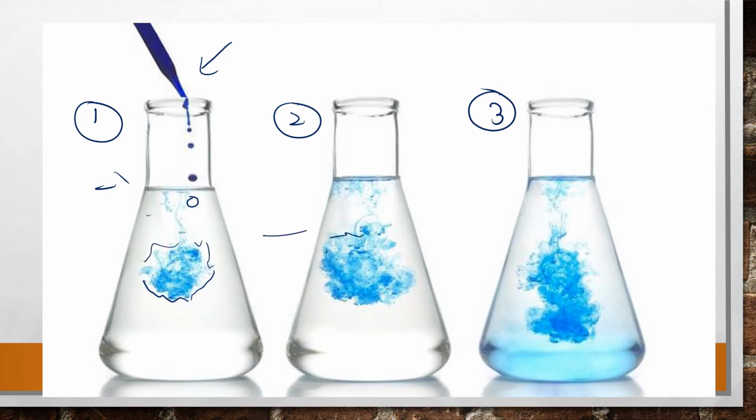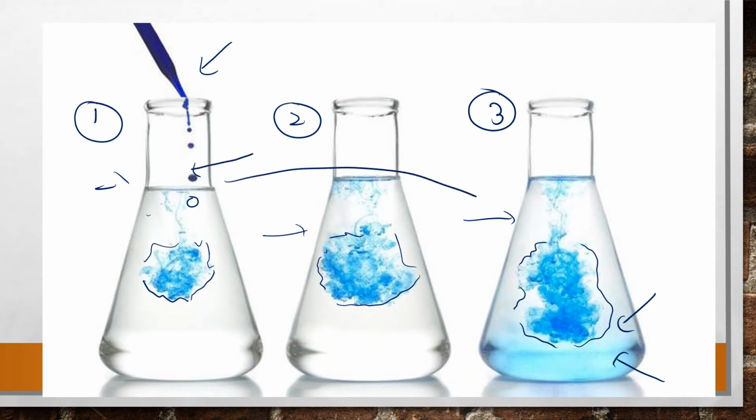And then after a while, it disperses more. And then in the next few minutes, it disperses even more and makes the water look like a blue color. So what is happening? Why can a drop of liquid change the whole water to be blue in color? So this is what is known as diffusion.